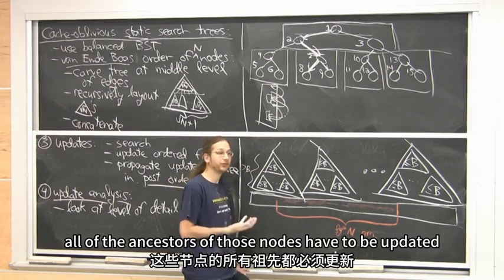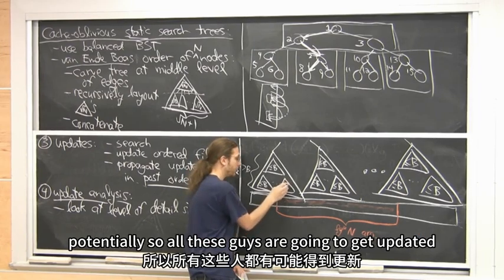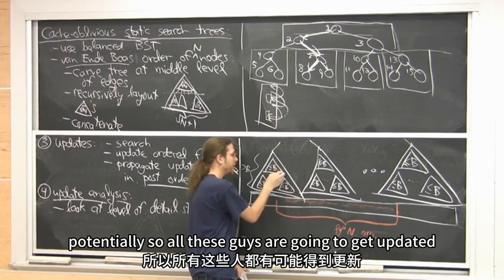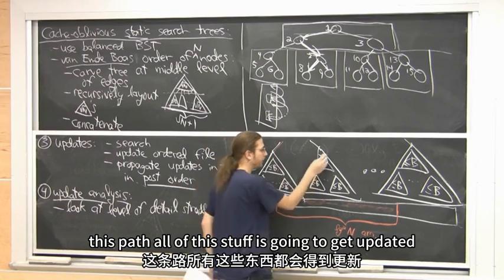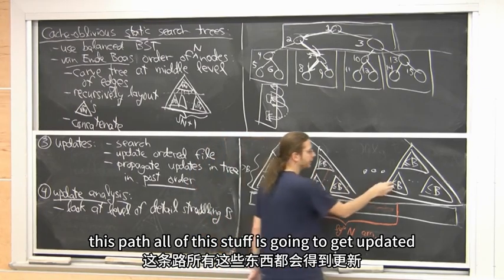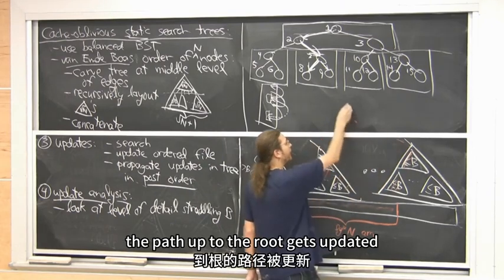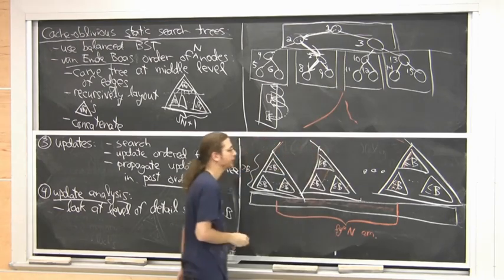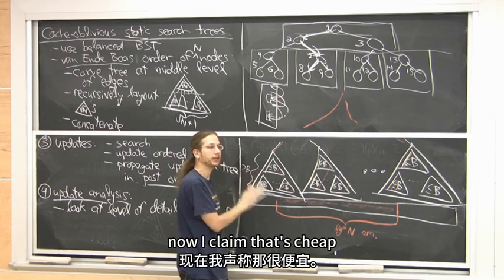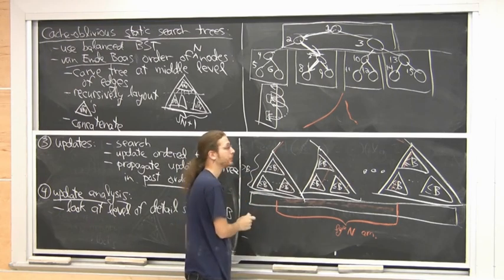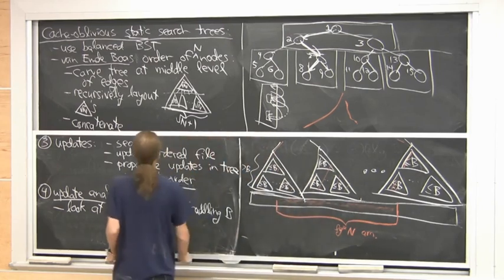And all of the ancestors of those nodes have to be updated, potentially. So, all these guys are going to get updated. Some of this tree, this path, all of this stuff is going to get updated. The path up to the root gets updated in general. And all these nodes get touched. Now I claim that's cheap. No more expensive than updating down here. Let's prove that.